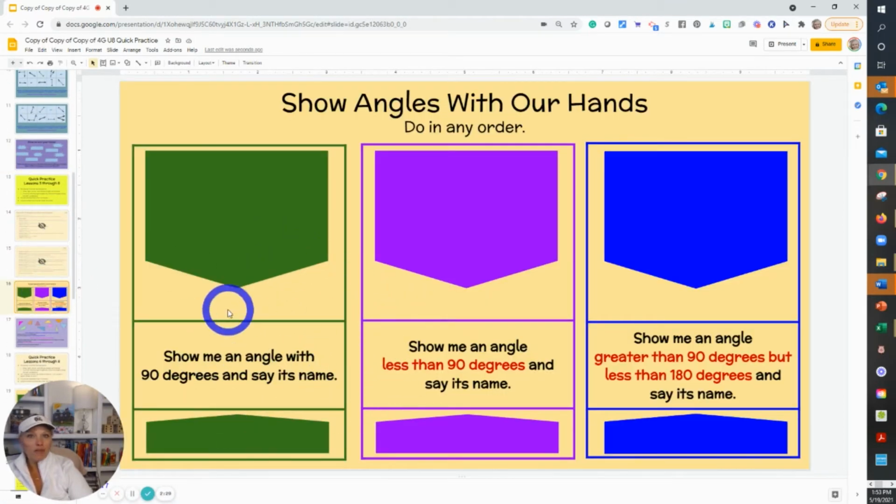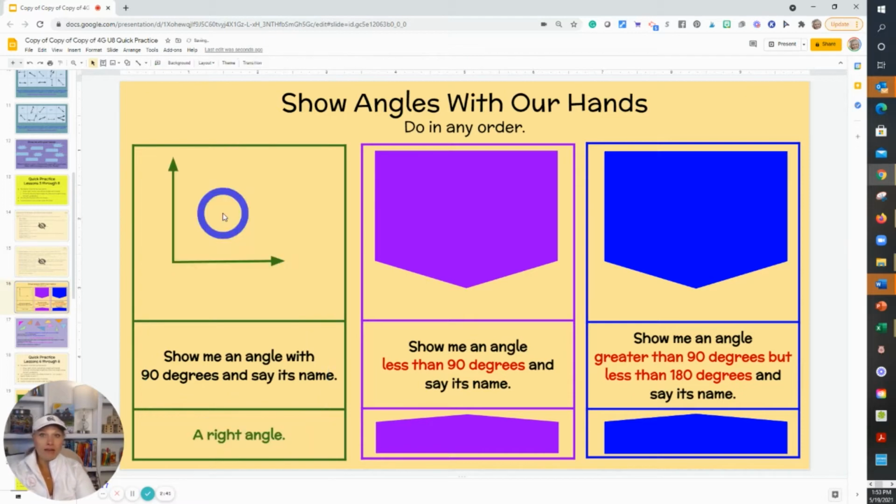Show me an angle with 90 degrees. And so I would have everyone show me the same thing. However, they're going to show you a different one. And then I might say, name it. And the class would say, a right angle. You delete that cover and they both should show this is a right angle and it's called a right angle.